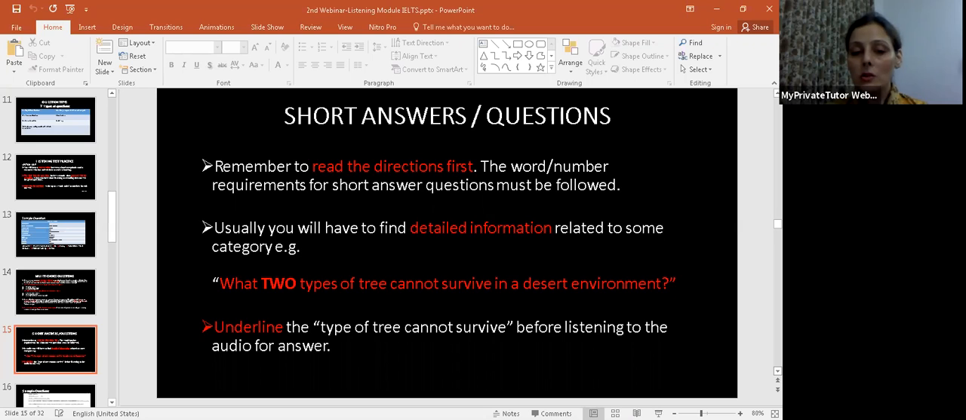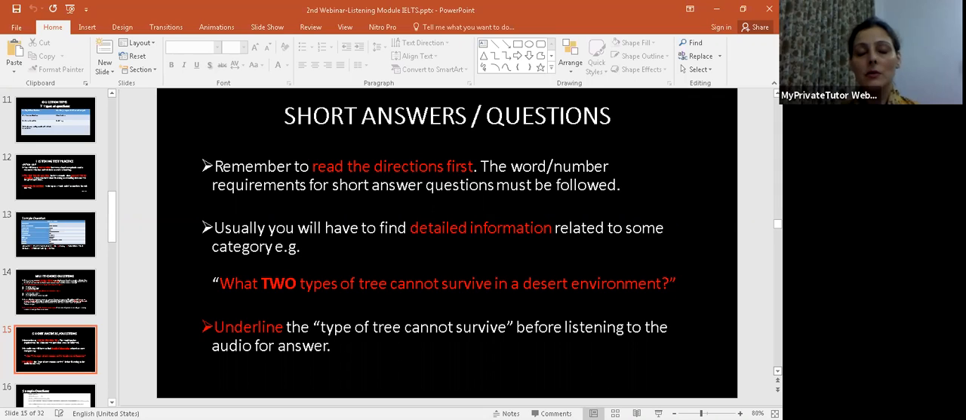Example: what two types of tree cannot survive in a desert environment? Okay, first of all, what you are going to do: the question is in front of you. You are just going to read it quickly and underline the words. What types of tree? Okay, underline it. Cannot survive in a desert environment. Okay, cannot survive, desert environment. We have underlined it. Now we have made up our mind.